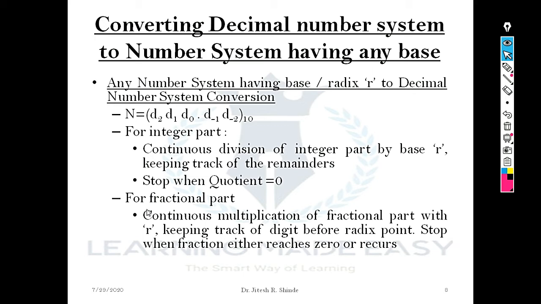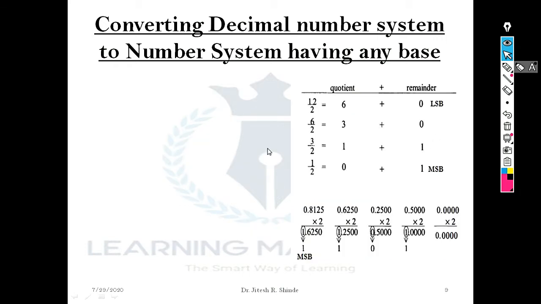For the fractional part, what we need to do is keep on multiplying the fractional part, D to the base -1, D to the base -2, with the base r. Here we need to keep track of the digit before the radix point. Stop when the fraction either reaches 0 or recurs. Let's see this with an example, converting a decimal number system to a number system having any base.